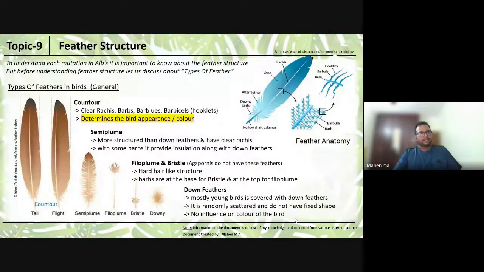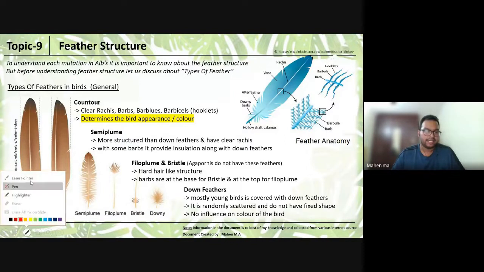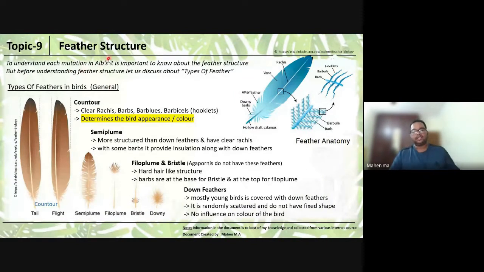So we will start off with the feather structure. Before understanding any mutation in African lovebirds or any other parrots or any other birds, it is always important for us to understand what is a feather structure. And before that, we should know what are the kinds of feathers available in African lovebirds or any other birds. Okay, and the feather anatomy, the basic terminologies that we use for different parts of the feathers.